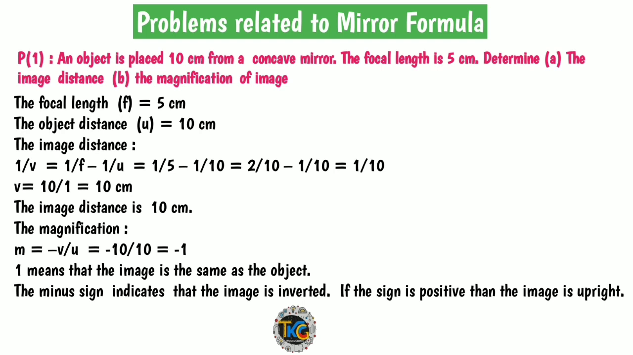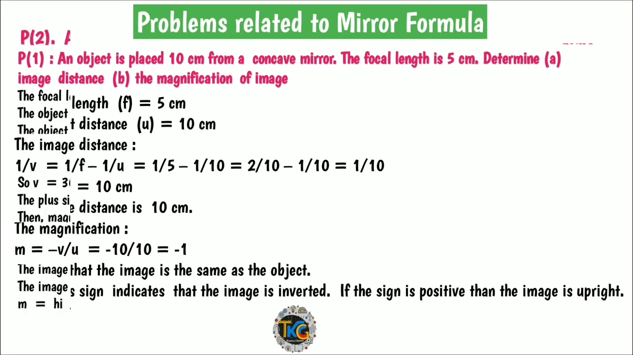So here image distance is 10 cm, and according to the magnification formula, m equal to minus v by u, v and u both are 10, so minus 10 by 10, answer is minus 1. Here 1 indicates that the image is the same size as the object. There are also two important points. When m is more than 1, the image height is greater than the object height. When m is less than 1, the image height is less than the object height. Clear? So here the minus sign indicates the image is inverted.